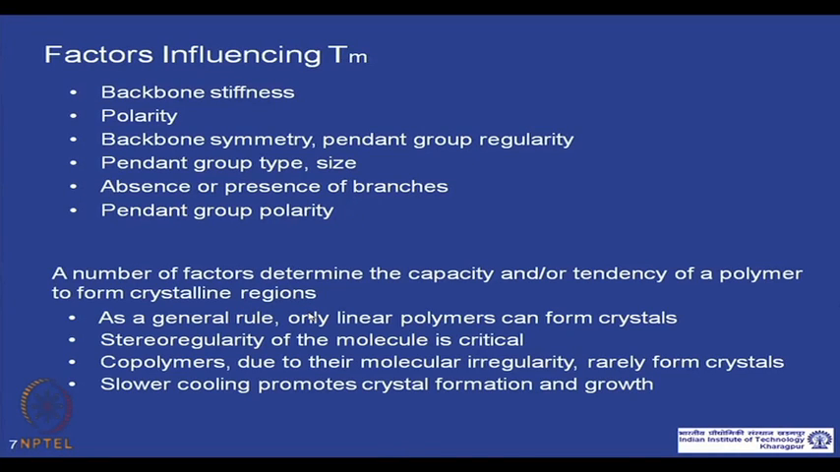So, as a general factor, we can say that only linear polymers can form crystals. If there are branches present in the polymer chain, it does not crystallize. Stereoregularity in a polymer molecule is critical. So, a syndiotactic or isotactic polymer will have better crystallizability than atactic polymers.